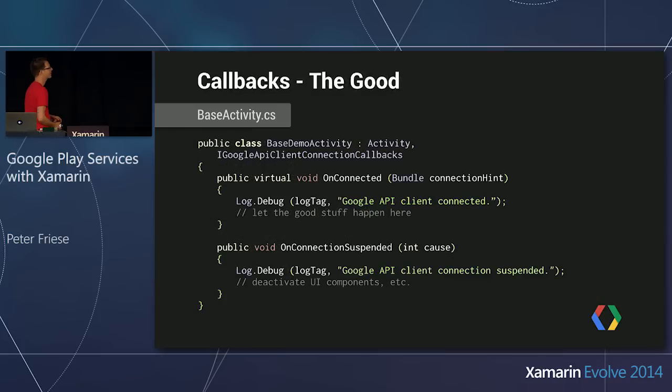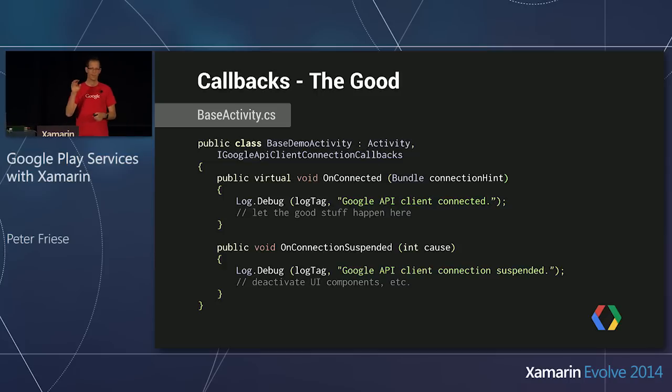Let's have a look at the callbacks. These are the good callbacks, the ones that you're interested in. They tell you, OK, everything is going fine, like we are being connected, or the connection needs to be suspended because the application is going into the background.